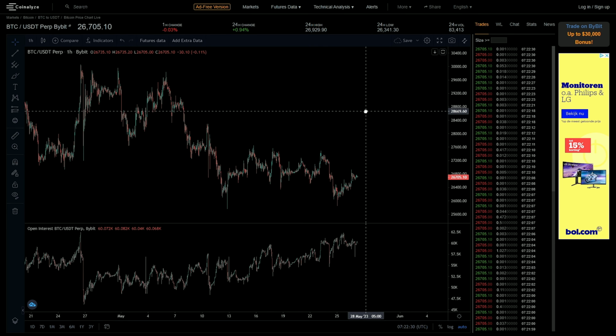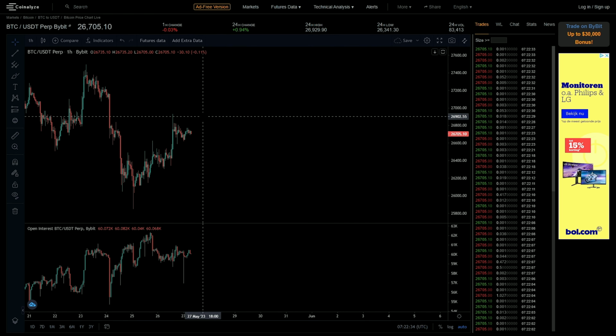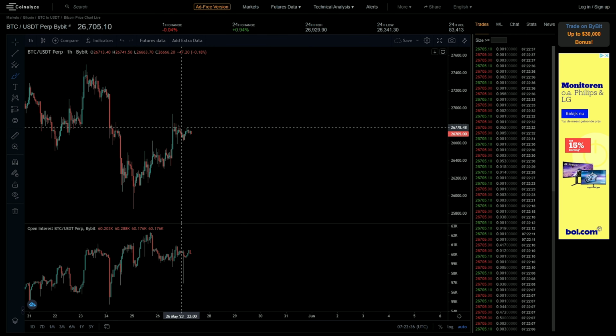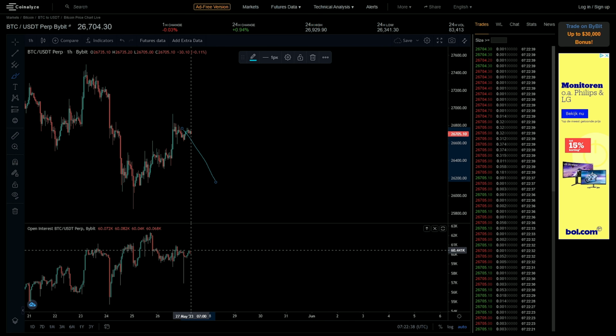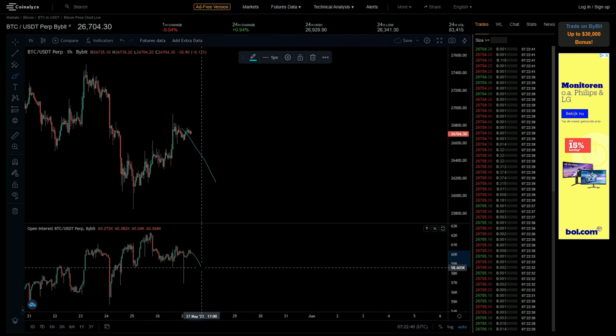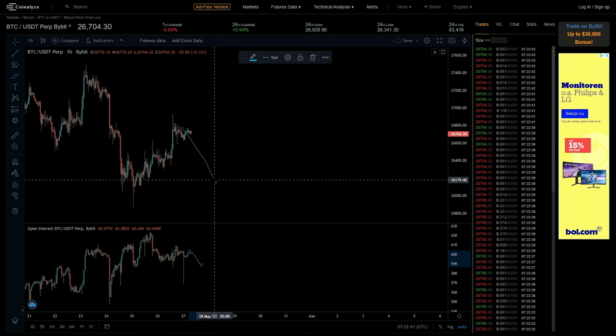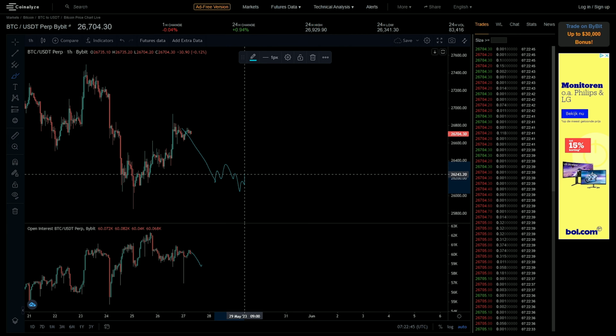Let's say Bitcoin is near support. And while Bitcoin is near support, let's say Bitcoin pushes down to support, open interest decreases a little, because let's say this is a little bit of a long squeeze. Bitcoin starts to consolidate here near support.